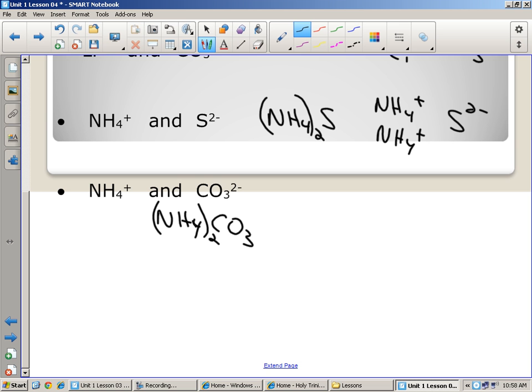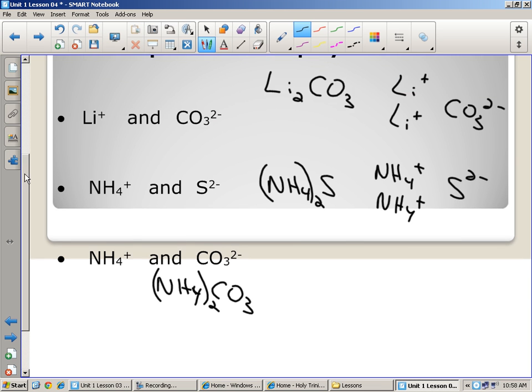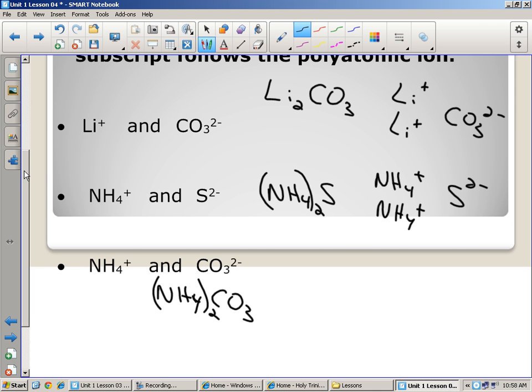Okay? These are probably even maybe easier to name because basically the names are right beside them on the polyatomic section there. So this is lithium. And that, of course, is the carbonate ion, so we call it lithium carbonate. This is ammonium. And that S2 minus was sulfur, so now it is sulfide. Okay?